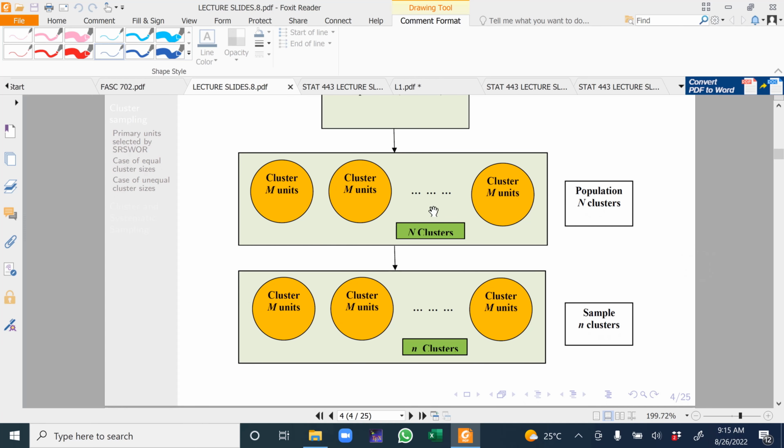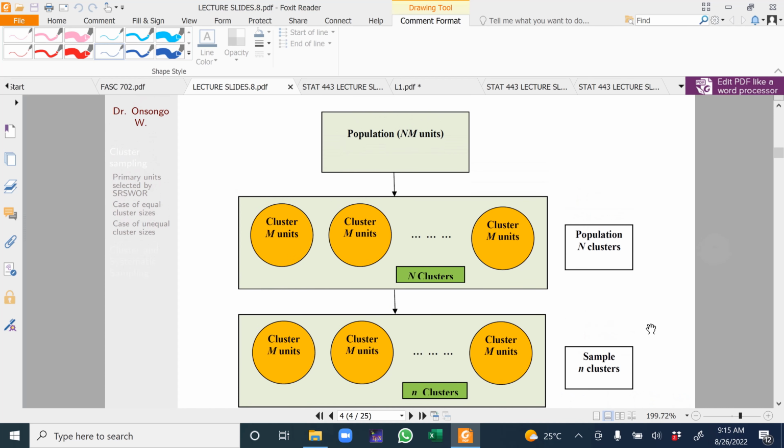So our population now here is not having n units. Our population of clusters is n clusters. We have a population of n clusters from which we draw a sample of small n clusters. And once you have the sample of small n clusters, you have to observe each and every unit in these clusters.